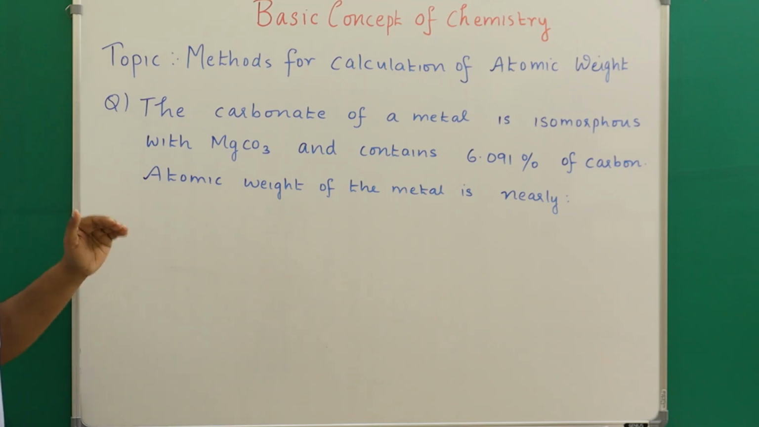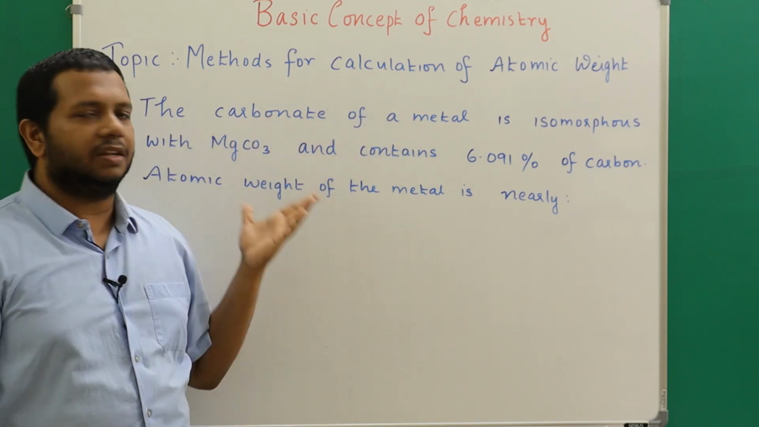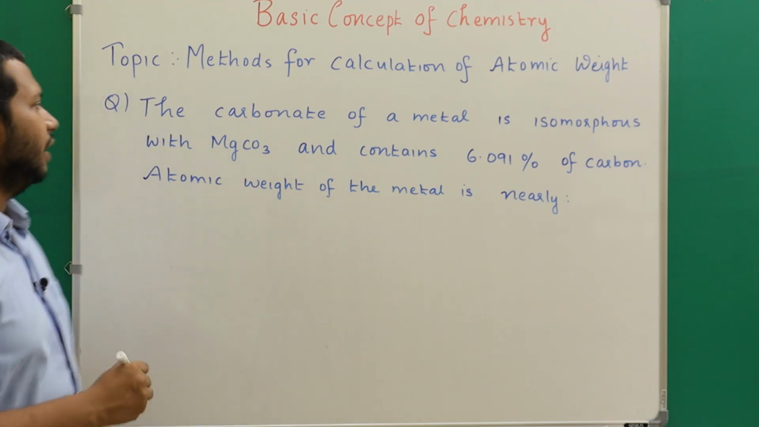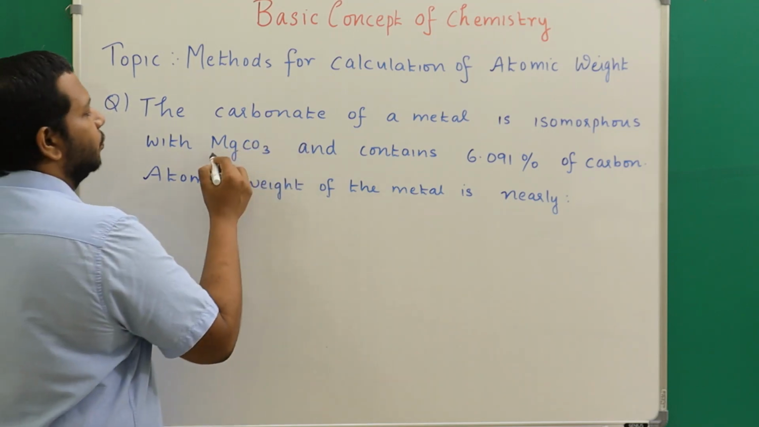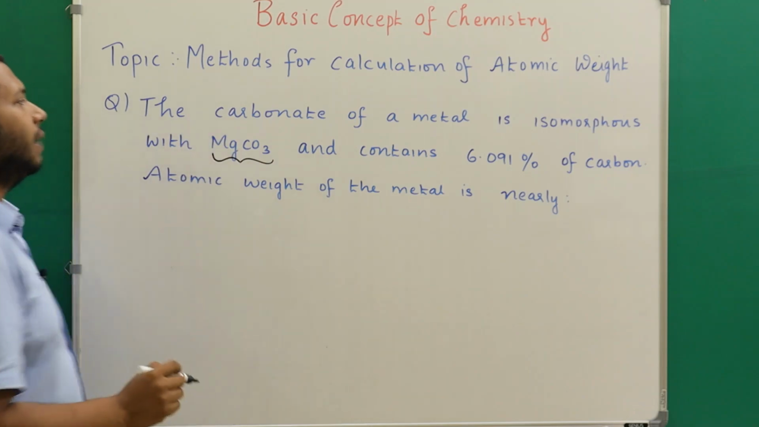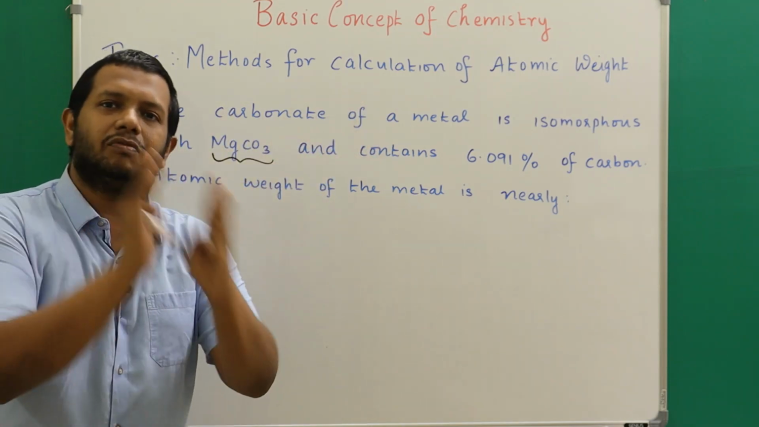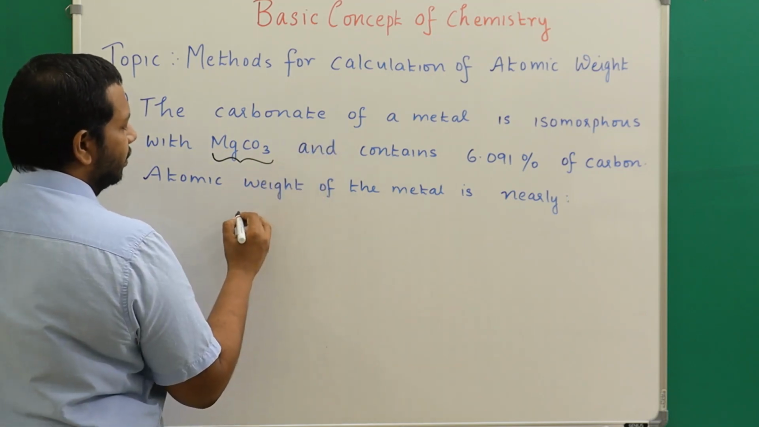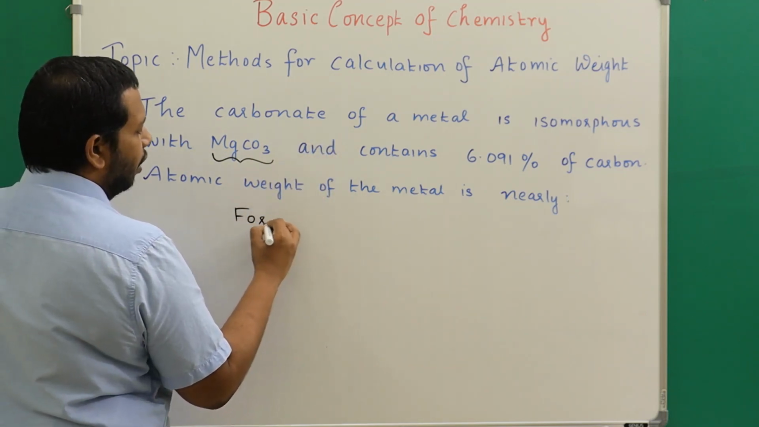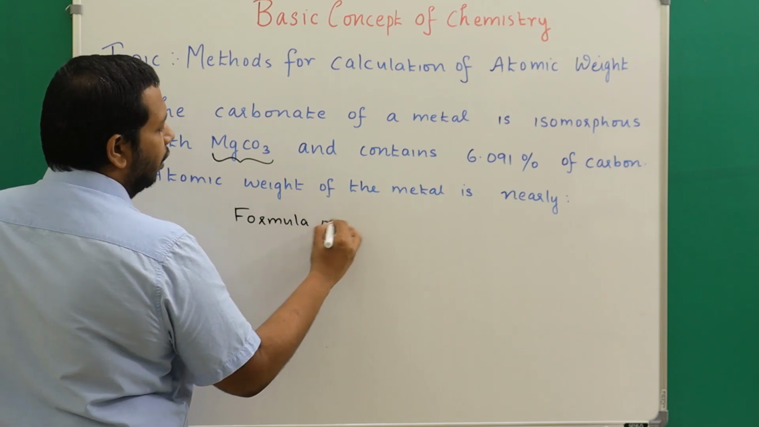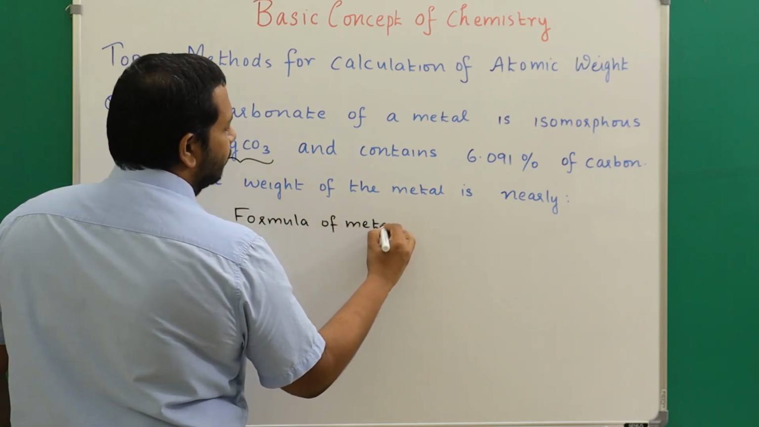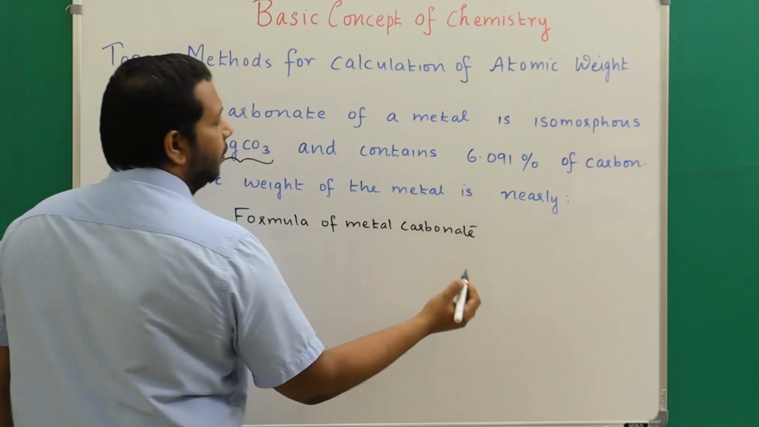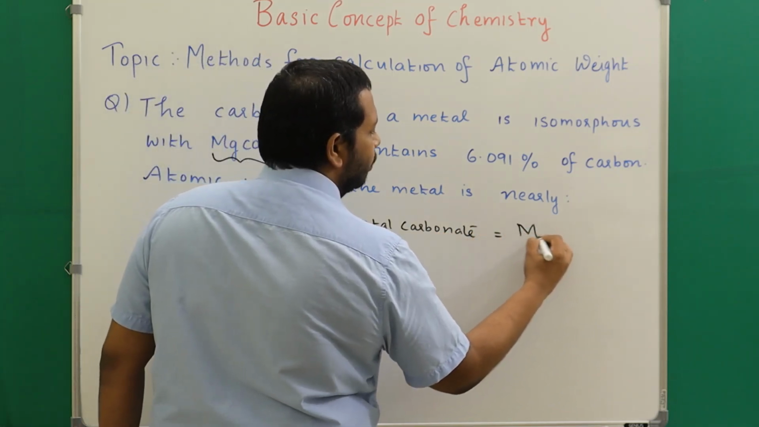From the first statement I understood that there is a metal carbonate, and that it is isomorphous with magnesium carbonate. So let's write: this is isomorphous with magnesium carbonate, which means both magnesium as well as the metal have the same valency, that is 2. Okay, so let's write the formula of the metal carbonate. It will be MCO3, correct?